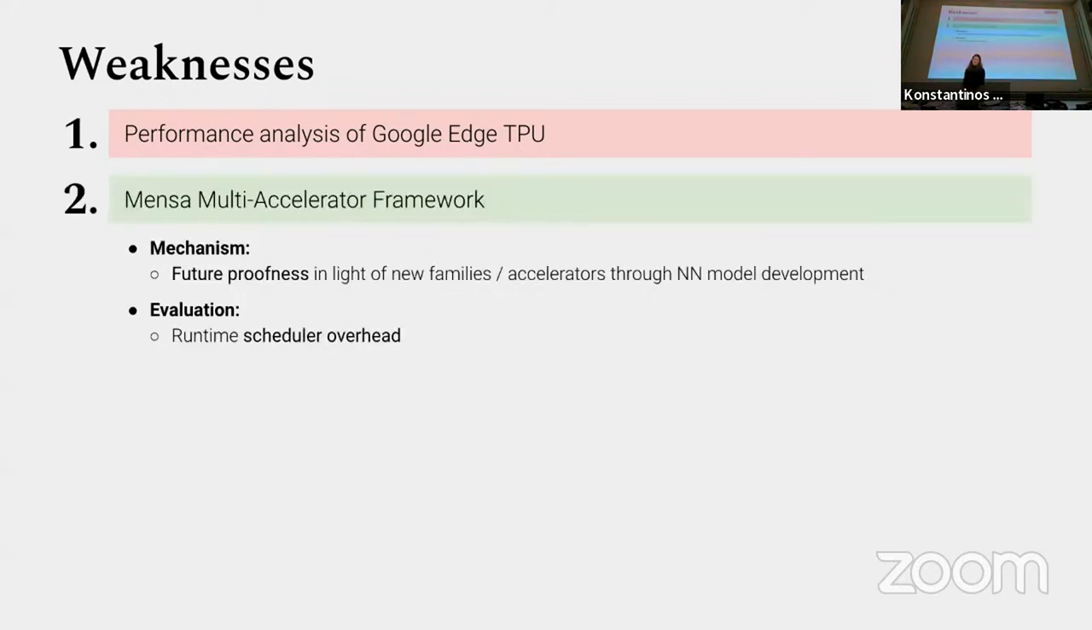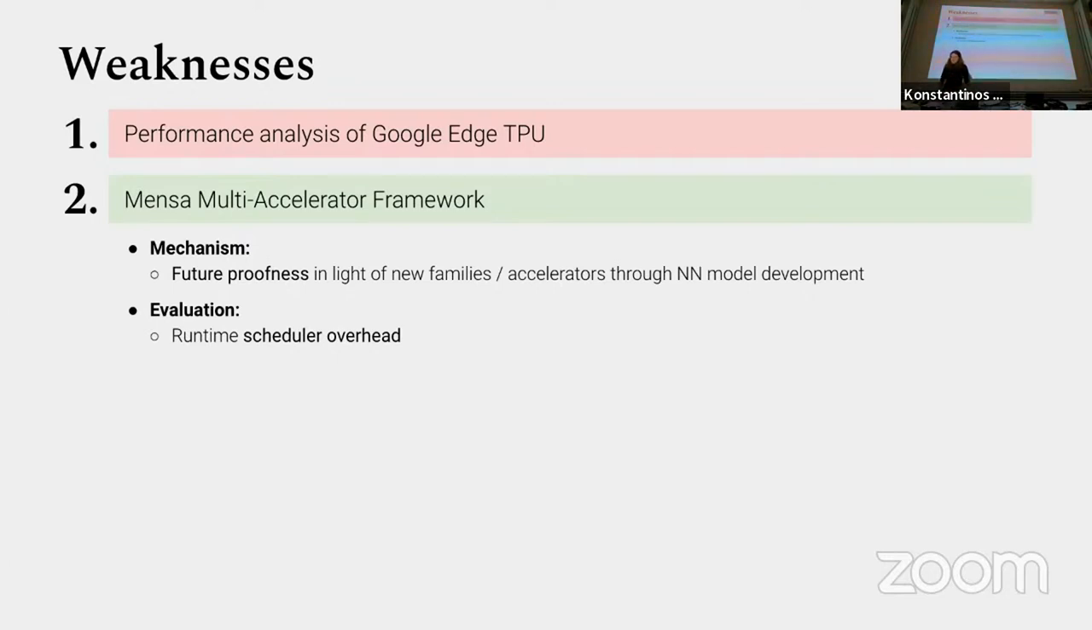If we move on to the Mensa framework, the second weakness I've identified is this concept of future-proofness, particularly in light of new families that might emerge through new models, which might indicate new accelerators that would need to be employed. So that is, I guess, a problem.